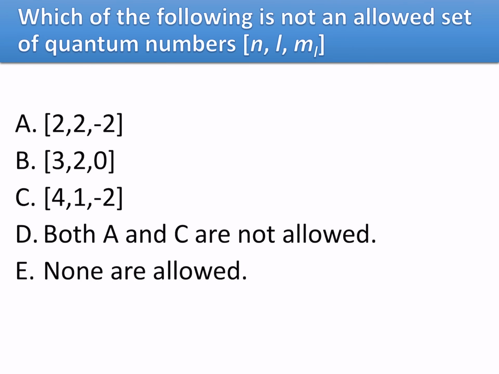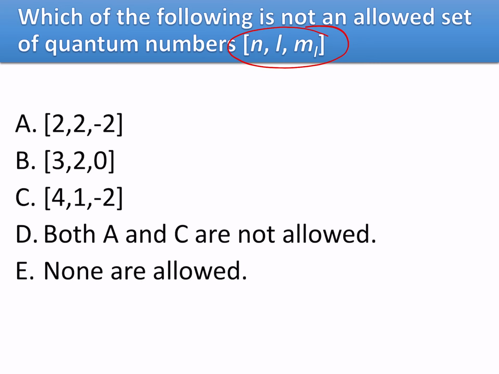So one of the things that you should be able to do is, if you have a set of quantum numbers, identify which ones are allowed and which ones are not. So remember, here is the usual format in which you report quantum numbers: first the principal quantum number, then angular momentum, and then magnetic, in that order.